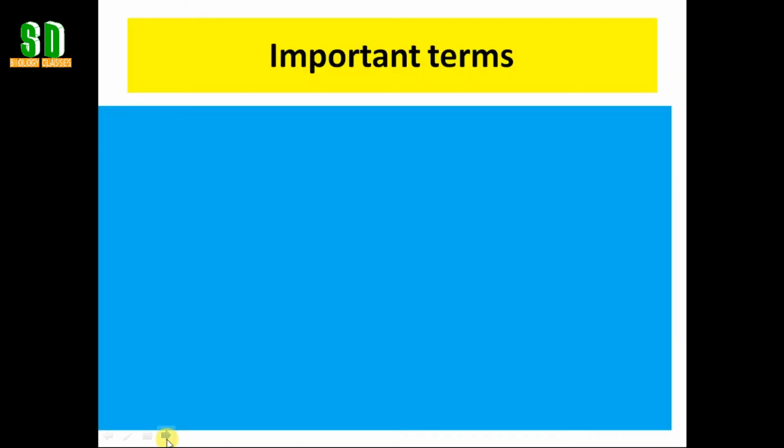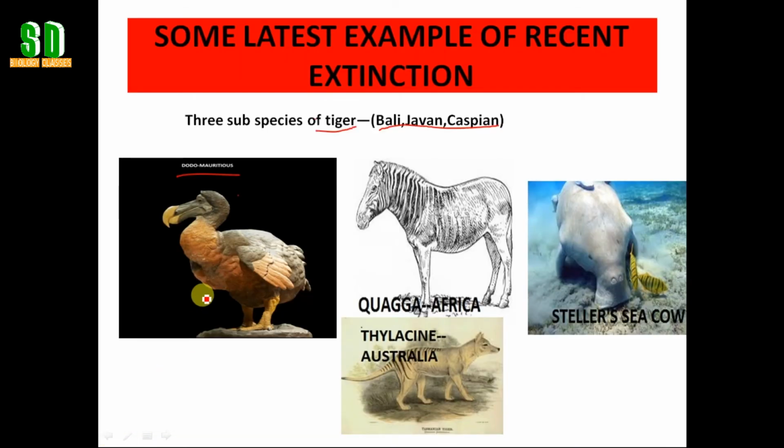Now we will learn some important terms, like what is the meaning of extinction, and what is the meaning of extinct animals. Just now we have seen some pictures of extinct animals. Extinct means the organisms or animals which cannot be found in our surroundings nowadays. They were observed, or we get their fossils only. Once they were in the world, but now not a single species of this organism is found.